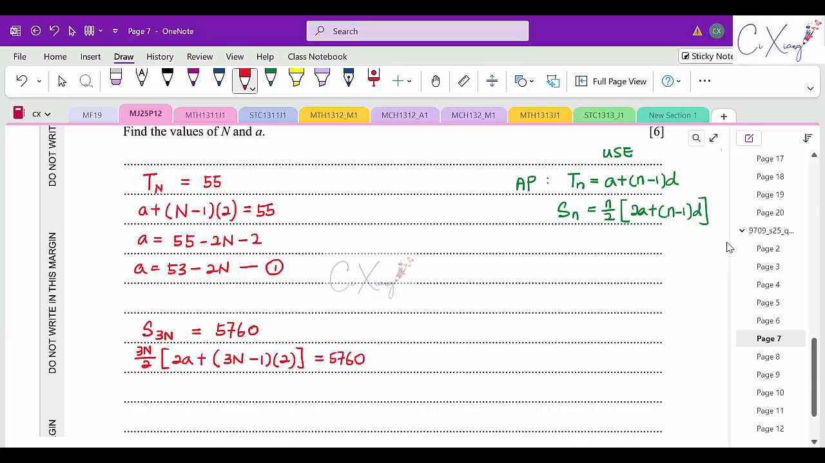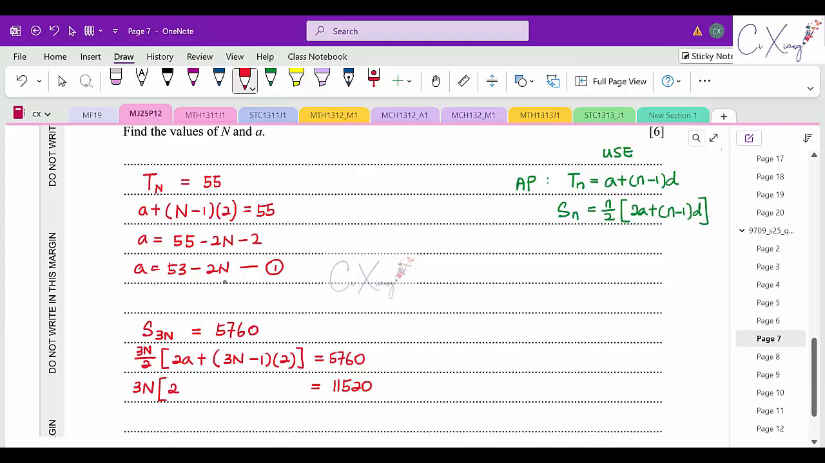Then I try to simplify it. I want to get rid of the denominator 2. I bring it over and multiply it with 5760. So by right, you will be seeing 11520. Okay, and after that, I'm having 2a. To solve this equation, of course, I have to solve the equation simultaneously.